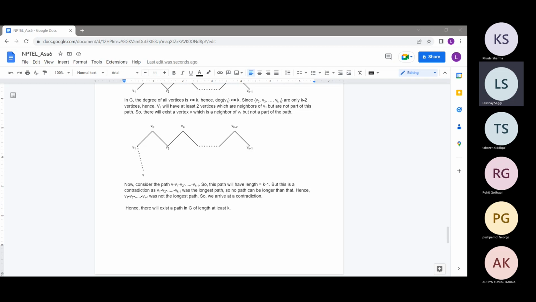We have 5 minutes. The basic outline of the proof was that we took the longest path in the graph. By contradiction, we assumed that all the paths are of length less than or equal to k minus 1. Then out of these paths, we took the longest path, which should be of length less than or equal to k minus 1. Suppose we took it of length k minus 2. Then we showed that there can actually exist another path which is longer than the longest path, which can't be possible.